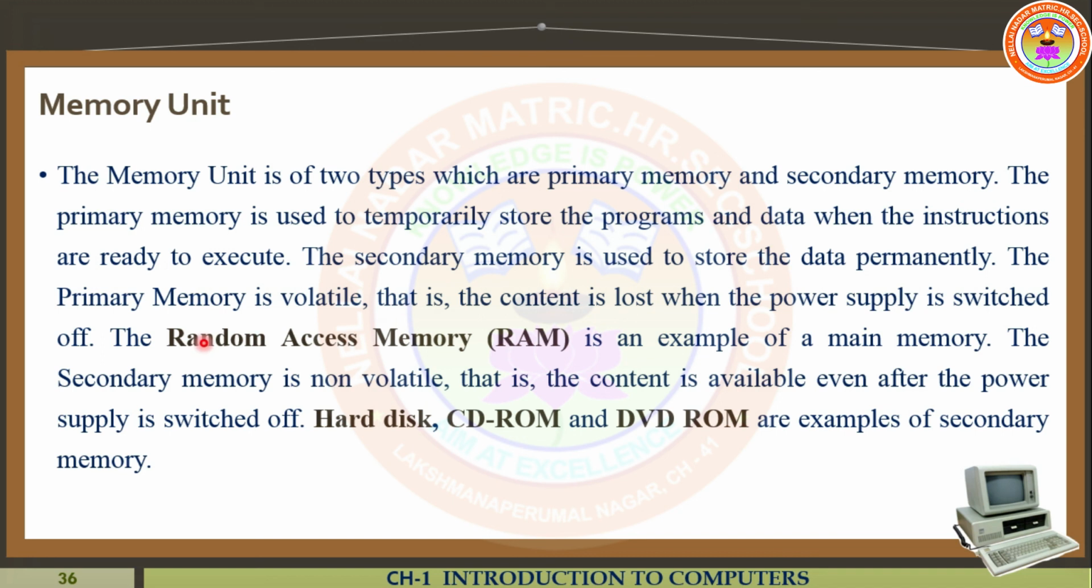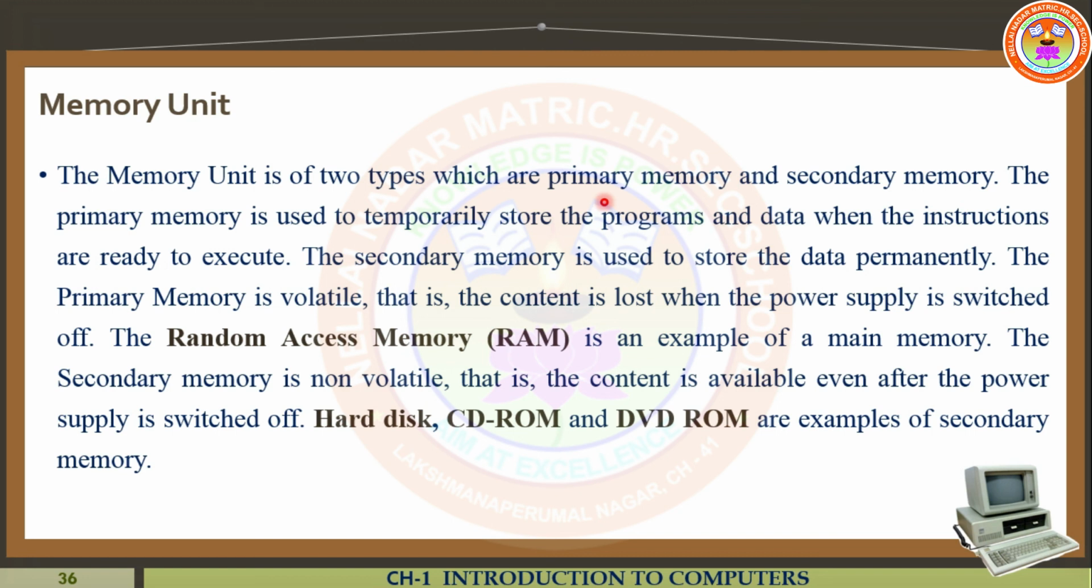Which one is called primary memory? RAM. Simply we call it RAM. Don't pronounce it like ROM. RAM is nothing but random access memory. It is an example of main memory as well as primary memory, right? The next thing is that secondary memory is a non-volatile type. Why? Because the content is available even after the power supply is switched off. Understood? Examples of secondary memory are hard disk, CD-ROM or DVD-ROM. These are examples of secondary memory. Understood? So these are the differences between primary and secondary memory.